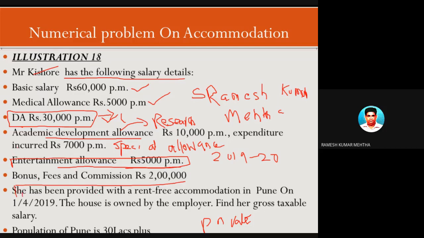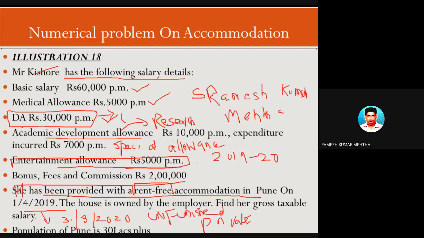And Mr. Ramesh Kumar Mehta has been provided with rent-free accommodation in Pune on 1/4/2019. Means from 1/4/2019 up to 31st March 2020, for the full year, he is enjoying this accommodation, which is provided by the employer to the employee. And what is the type of accommodation? Rent-free. Means no charge by the employer, nothing. And whether it is a furnished accommodation or unfurnished accommodation, there is no mention about the value of the furniture in this particular problem. So it is unfurnished accommodation.